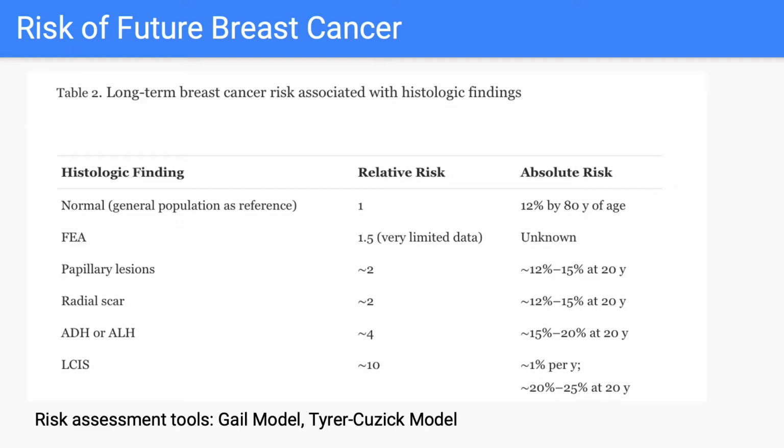Now, let's discuss what one of these pathology findings means for the risk of future breast cancer in your patient. If you were to find ADH or ALH on your biopsy, that would mean that your patient has an increased risk of breast cancer in the future, specifically a relative risk 4 times that of the average woman.